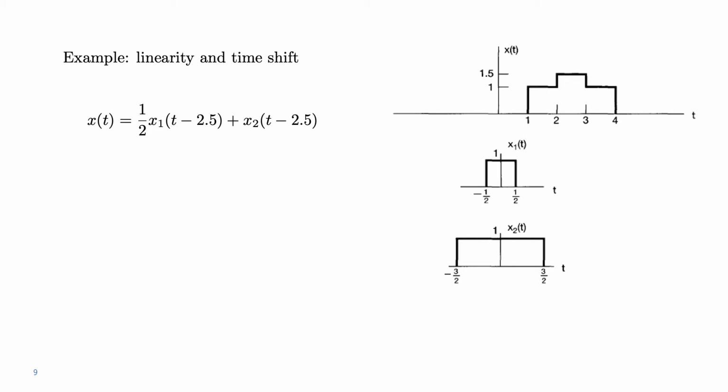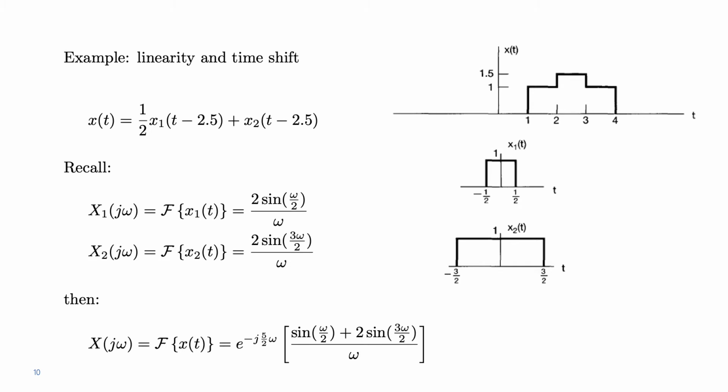So if I want to write what I just said in formulas, we get what this slide shows, which is that x of t is 1/2 x1 of t minus 2.5, meaning half of the signal x1 shifted at time 2.5, plus x2 of t minus 2.5, meaning the signal x2 shifted at time 2.5.